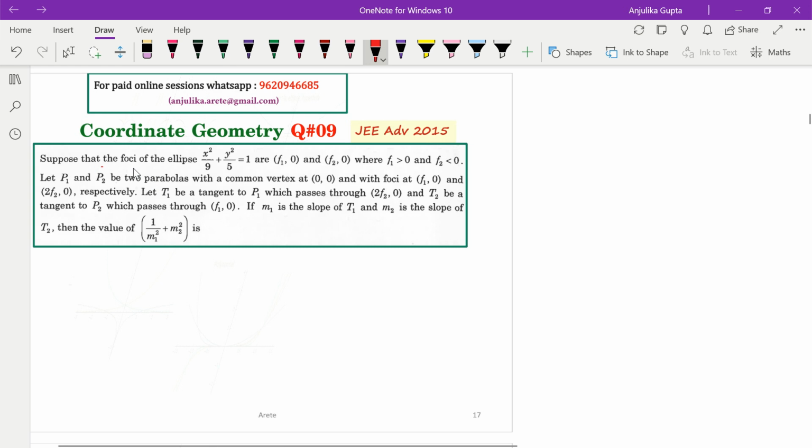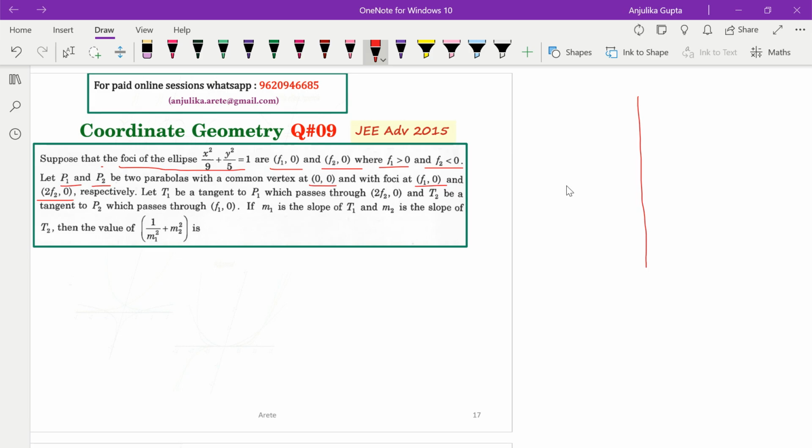See this question, an ellipse has been given to you and there are two foci which are these, and they're also telling which one is positive and which one is negative. Let's read more. P1 and P2 are two parabolas with the common vertex at origin with foci f1, 0 and 2f2, 0 respectively. Okay, let's start drawing things now.